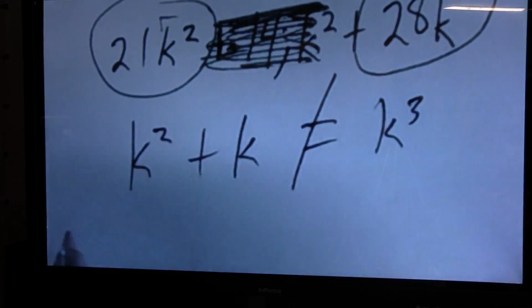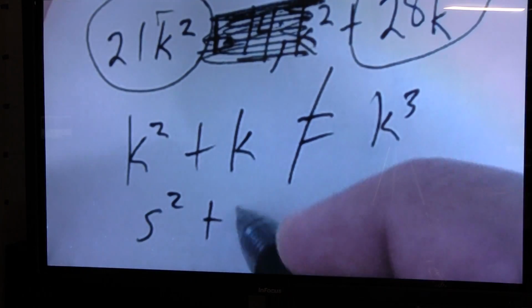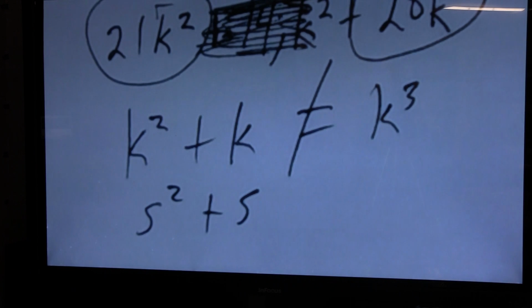Let's look at this one. Let's say k has a value of 5. Everybody got it? Let's assign it a value of 5. If this is 5 squared plus 5, I'm not going to say that equals 5 cubed. I'm not. Because 5 squared would be 25. 5 times 5 is 25. Plus 5 would be 30, right?